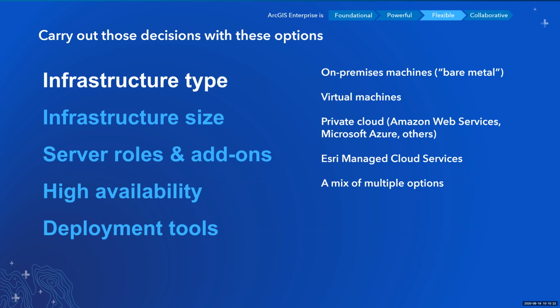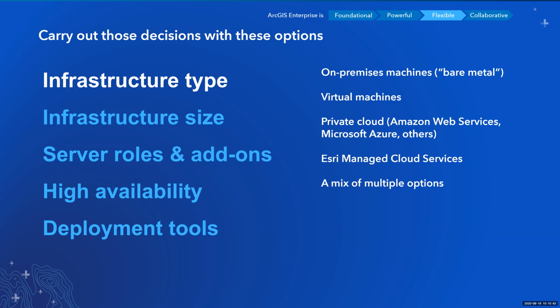Once we have answered those questions, we have a lot of flexibility. So Shelby and I are going to take a little time on this and talk about our different options. The options we have on the left are infrastructure type, size, the roles, the availability, and the deployment tools. So let's go through each one of these first.